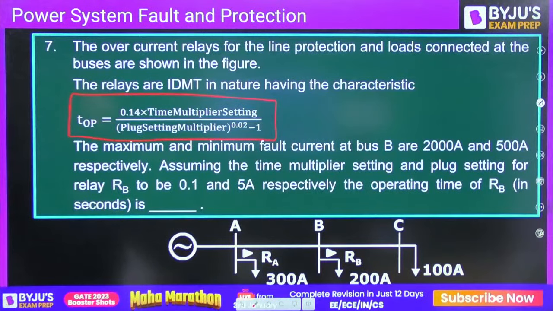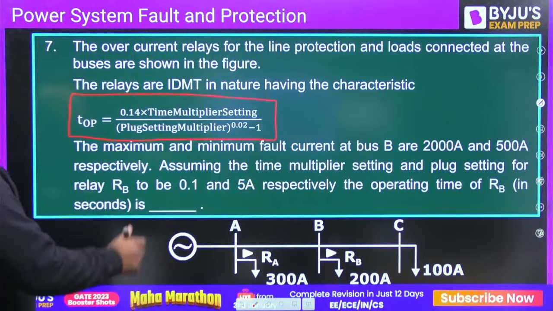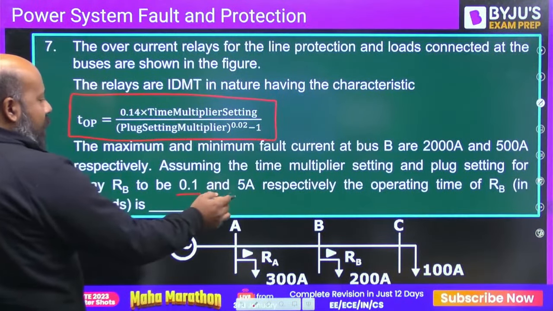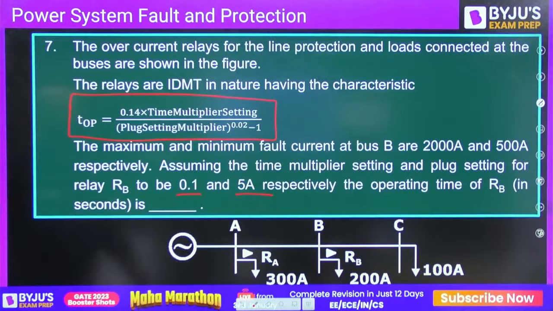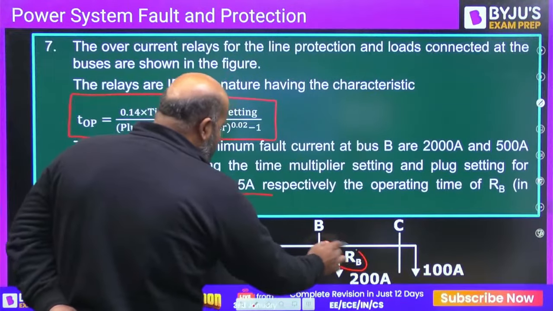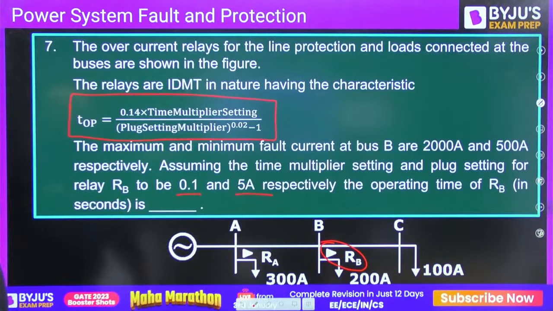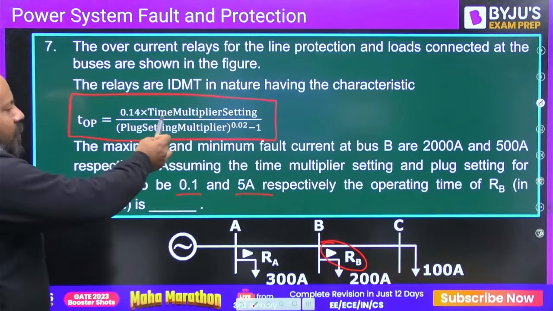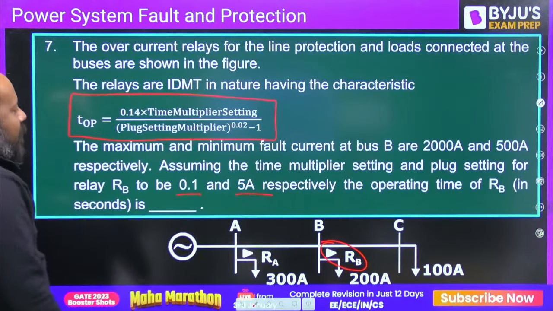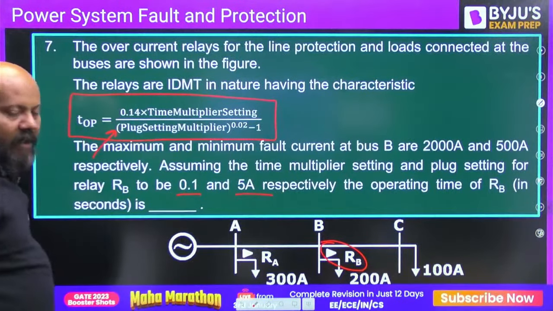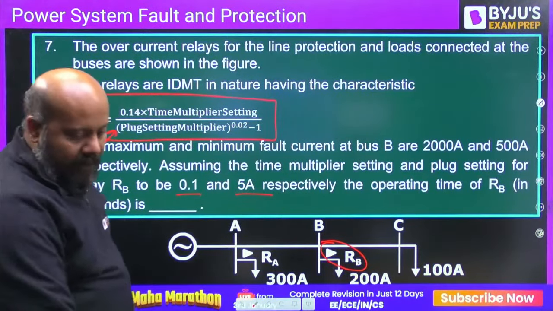The maximum and the minimum fault current at bus B are 2000 and 500 ampere respectively, assuming the time multiplier setting and plug setting for relay RB to be 0.1 and 5 ampere respectively. What is the operating time of the relay connected at B? So, time multiplier setting is already given. Yes or no? Time multiplier setting is given. You have to find the plug setting multiplier basically and put this value here and you will be getting the answer.